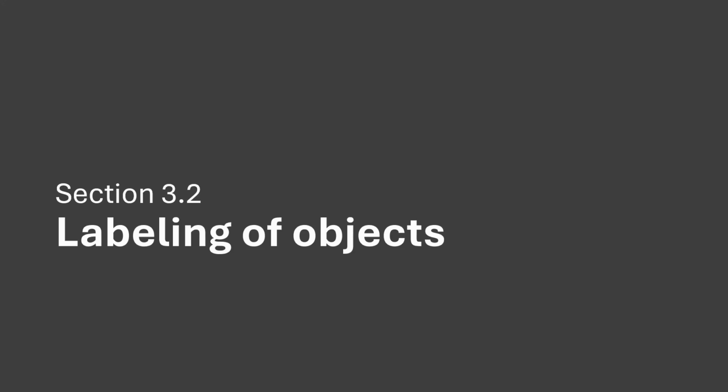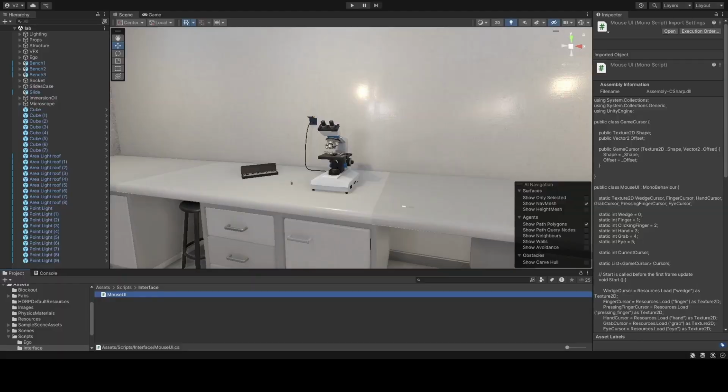Section 3.2 Labeling of objects. Every interactable object in the virtual lab has a label indicating what kind it is. For example, microscope switch has a label switch, each of microscope's ocular knobs have a label ocular knob, etc. The labels are mainly useful for user-friendliness purposes, which we will discuss later on.